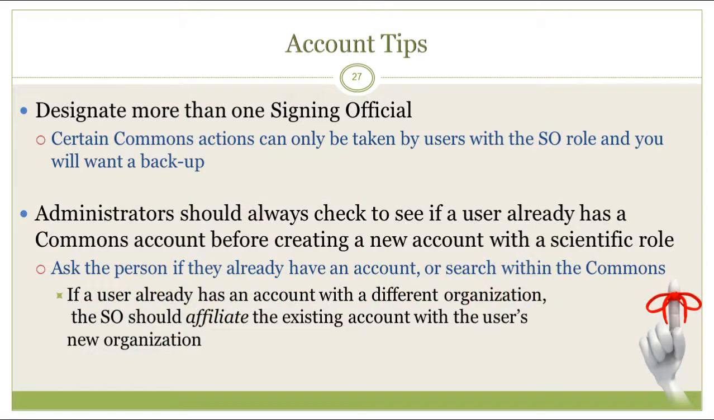And finally, with regards to accounts, one of the things that's really, really important is to make sure that you have more than one signing official at your institution. Signing officials are the ones who submit the reports, and if they're not there to click the button, your reports can't go in on time. Also, in most institutions, the signing official is also the authorized organizational representative for grants.gov. And if they're not there, you can't submit applications to grants.gov.